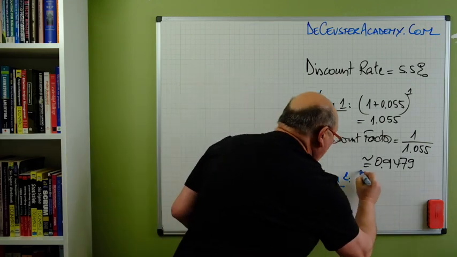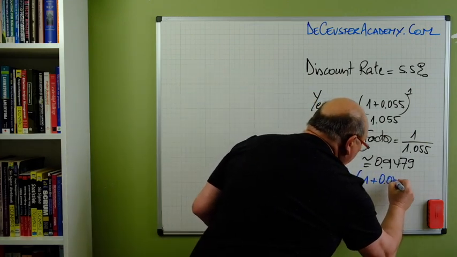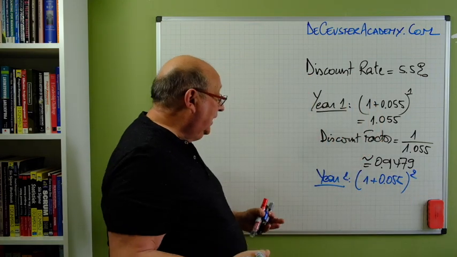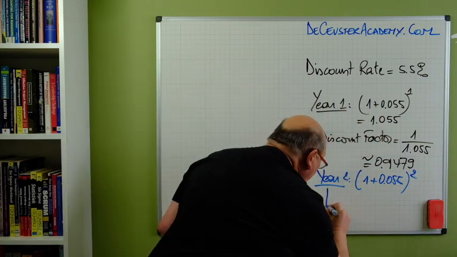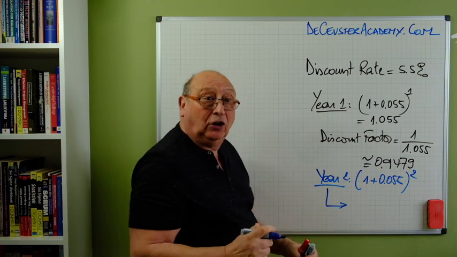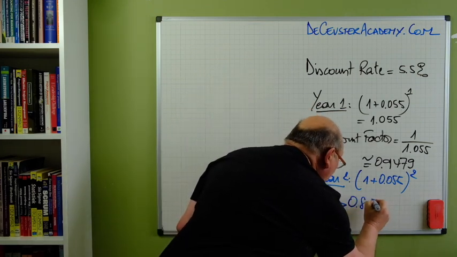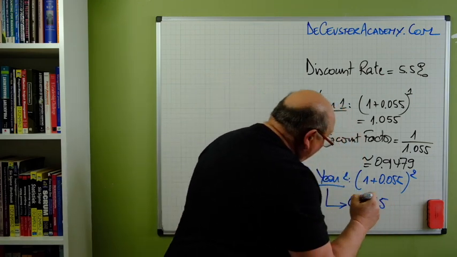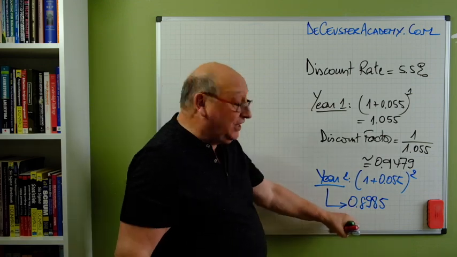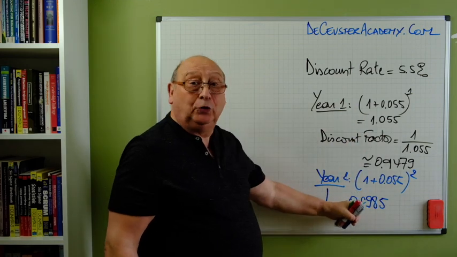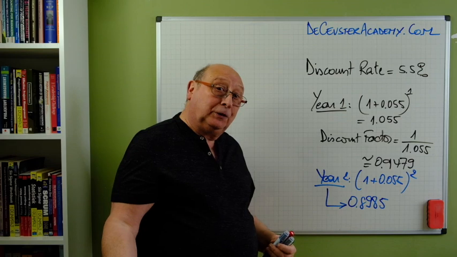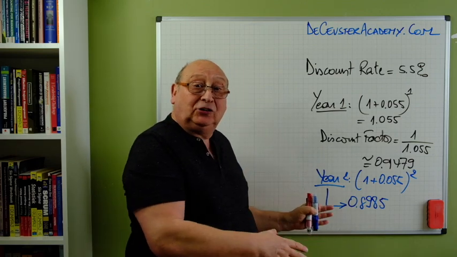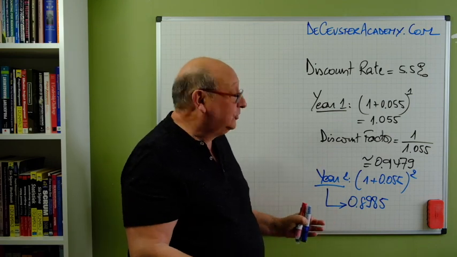The second thing we do for year 2, now we have 1 plus 0.055 to the second power, and when I calculate the discount factor, I find here the result, or 0.8985. And we see that this factor is decreasing the further we go into the future. So that's the first element that we did. We calculated the different discount factors.